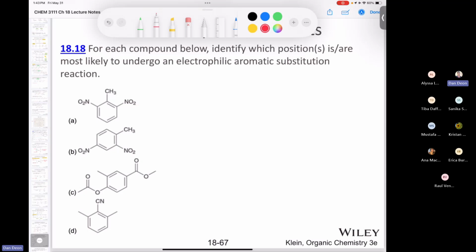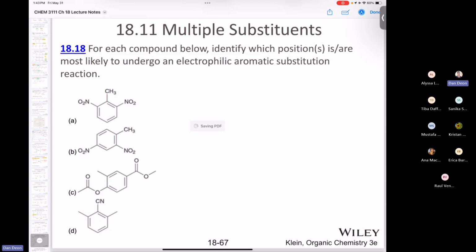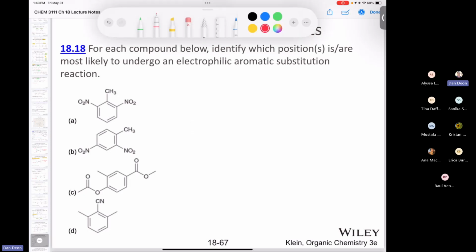It says for each of the compounds below, identify the positions which are most likely to undergo an electrophilic aromatic substitution. So let's take a look, and I'll try to use my colored Apple pencil. So I have a methyl group. Now I know a methyl group is a weak activator, so it's going to direct to the ortho and para positions. The ortho positions are blocked. There's groups there, so it's going to direct to the para position. And then the nitro groups are strong deactivators, and they're going to direct to the meta position, and their meta position is right here. And so therefore, this is the spot that is going to be activated.